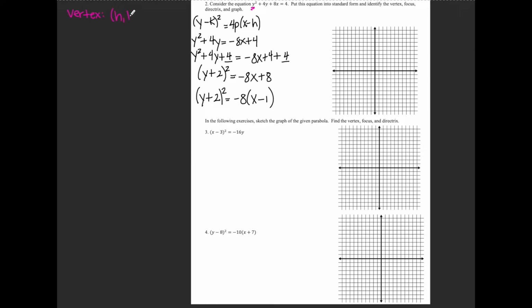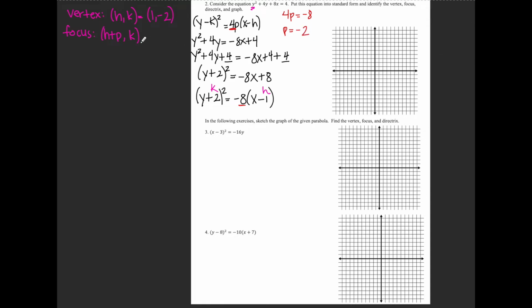The vertex is h, k. H comes from here. K comes from over here. So my vertex in this case is going to be positive 1, negative 2. The signs are opposite. The focus for this parabola is h plus p, comma, k. I found k. I found h. I don't know what p is yet, so I need to figure that out. I know that 4p is going to be equal to negative 8. So when I set those equal to each other and divide, I get p is negative 2.